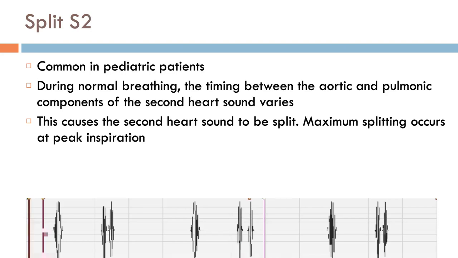And again, all that it is just that the aortic and pulmonic valves are closing at a little bit different timing. That's all that is.